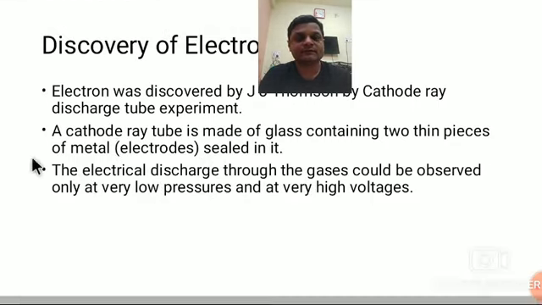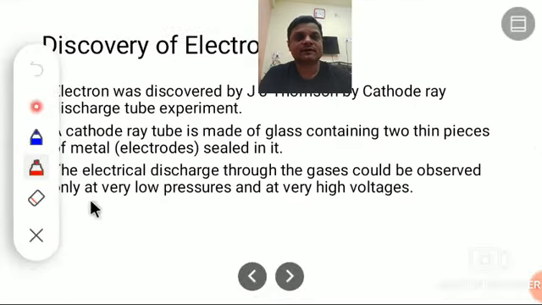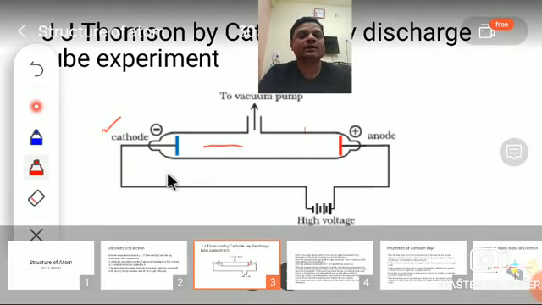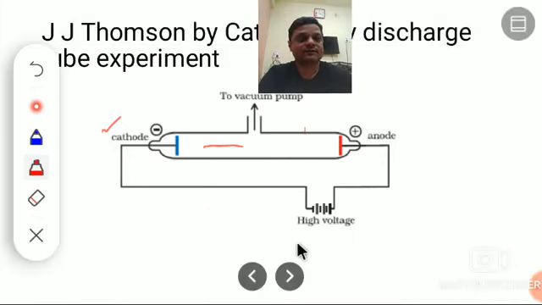So J. J. Thomson took a glass tube, and in that glass tube, two metal electrodes are there, the cathode and the anode. It is connected to a high voltage. We can see from the diagram that at high voltage there is no movement or exchange of particles seen.